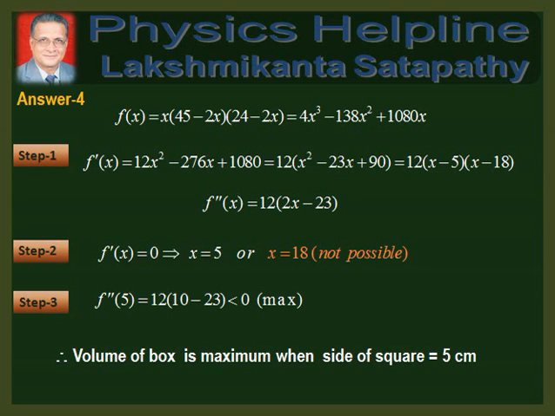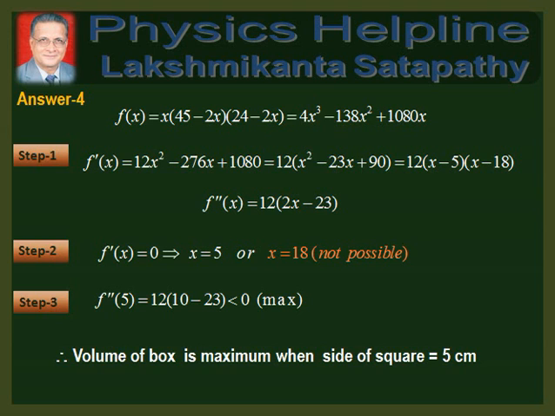Hence, we define the volume function as f(x) = x(45 - 2x)(24 - 2x), which is equal to 4x^3 - 138x^2 + 1080x. In the first step, we differentiate the function, which gives f'(x) = 12(x - 5)(x - 18), and f''(x) = 12(2x - 23). In the second step, we solve the equation f'(x) = 0, which gives x = 5 or x = 18.